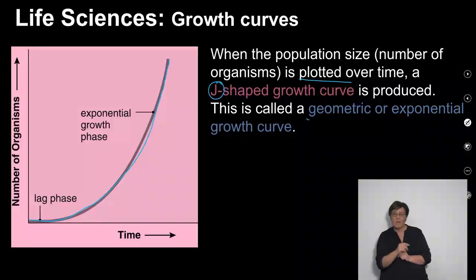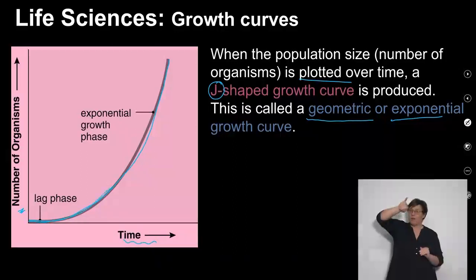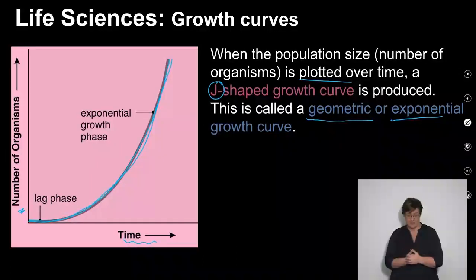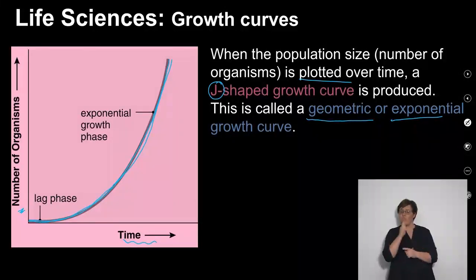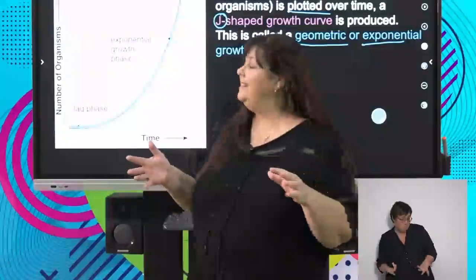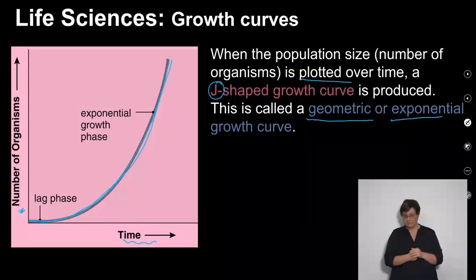And we call this a geometric or exponential growth curve. Here's our number of organisms. Over time, we see that our curve starts increasing exponentially. How does this picture relate back to your prediction that you made? Were you right? Were you wrong? Let's talk about the features of this particular growth curve.